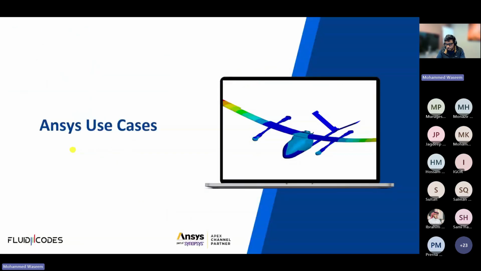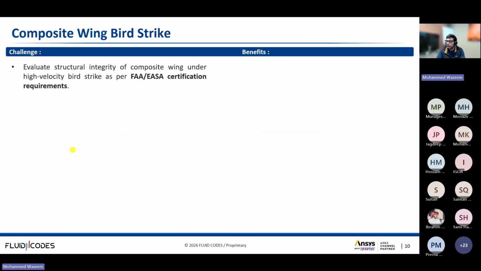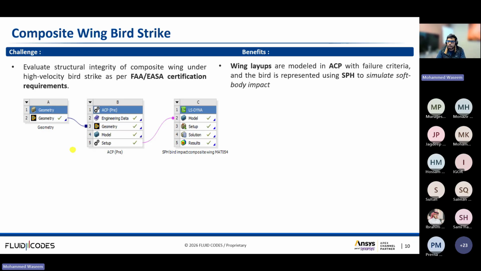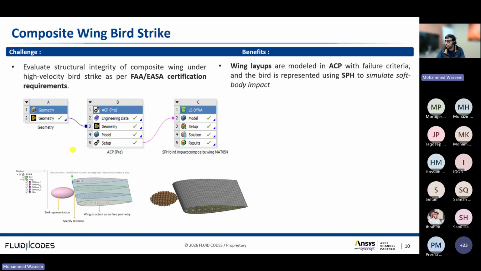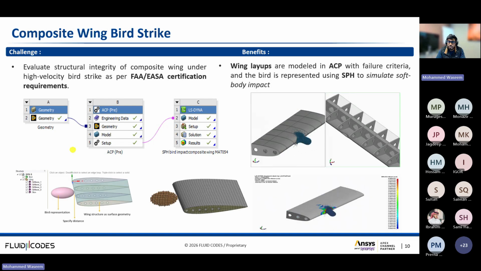Now, let me show you some use cases for real UAV programs. Let me switch to a real case about bird strike on a composite wing. The first thing is why this matters to us. A bird strike is a sudden high velocity impact, and it can decide whether the wing stays safe or fails. This type of scenario is also tied to certification expectations from authorities like the Federal Aviation Administration, because they want proof that the structure can still handle the impact and remain safe.